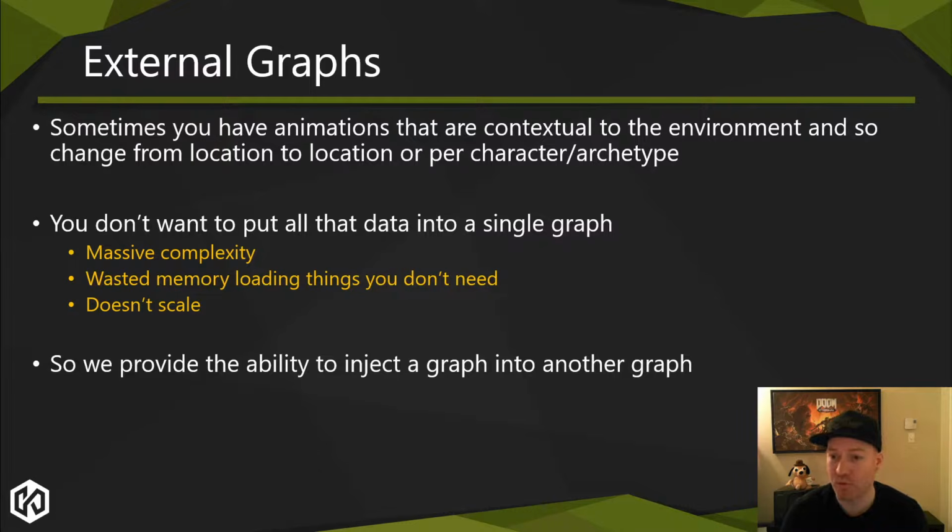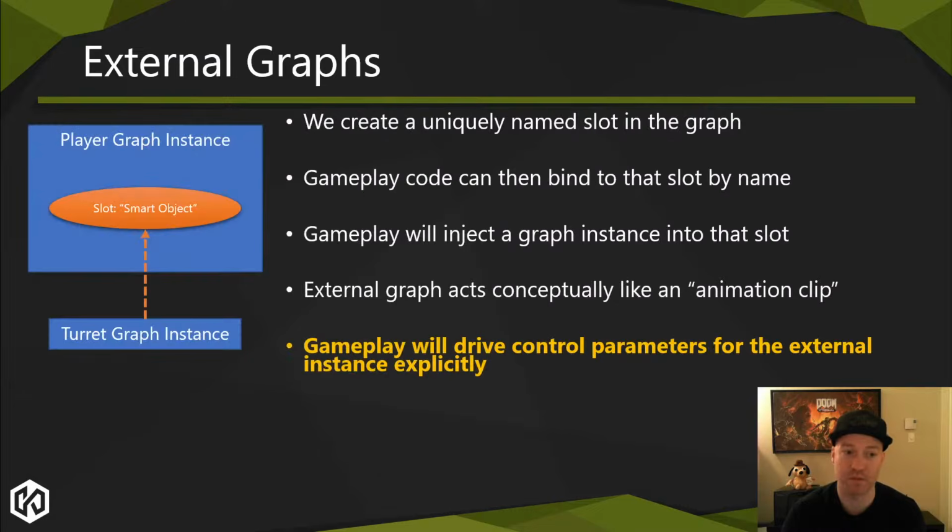Naively, some people will put all the animations into the main character graphs, which is kind of insane because you have to load all that data, even if those objects don't exist. And as you try to scale, this doesn't work really well. So we solve that using external graphs, where you basically create a graph for each one of those setups, and then you can inject it at runtime into the main graph.